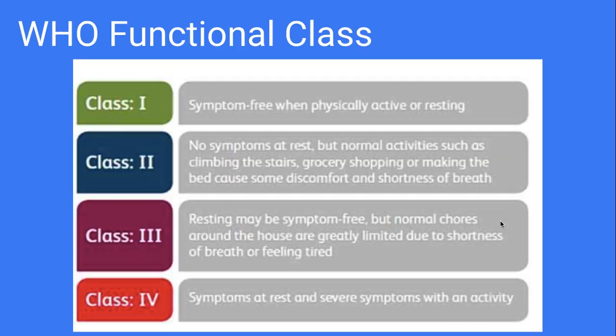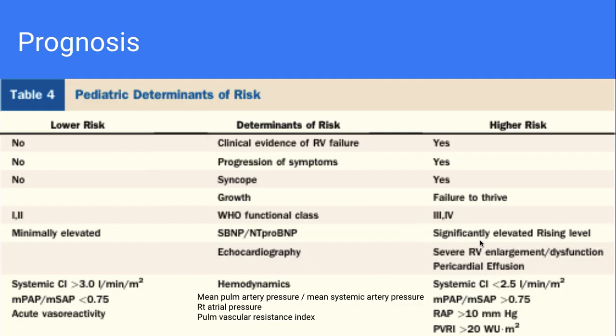So what was this? The functional class 3 and 4 basically means a patient who has either no symptoms at rest, but limitation of their functional activity around the house due to shortness of breath, or symptoms at rest with severe symptoms. Then they are considered to be basically at a worse prognosis.